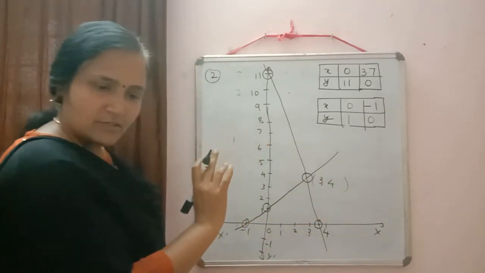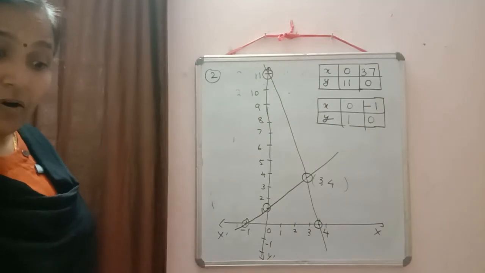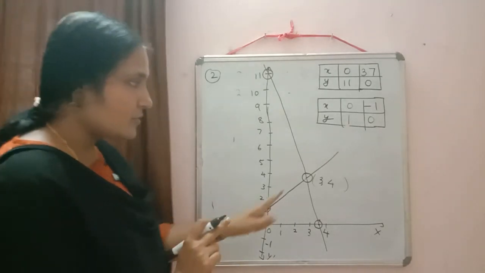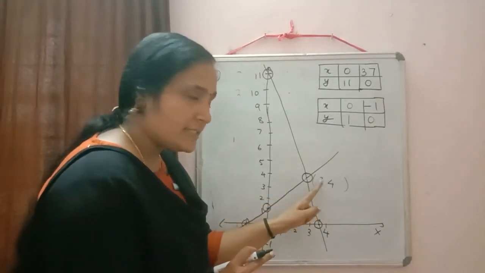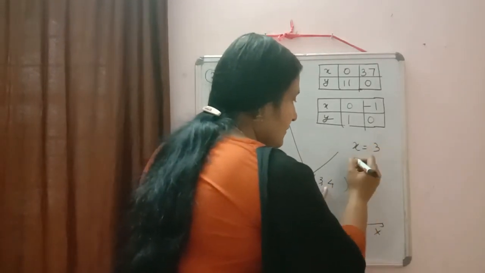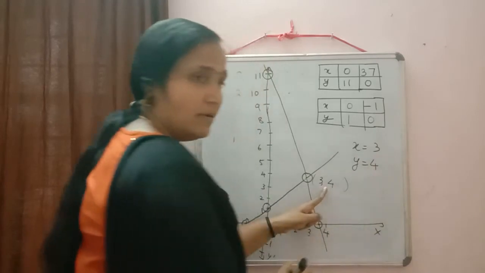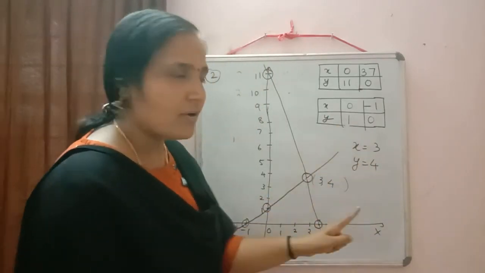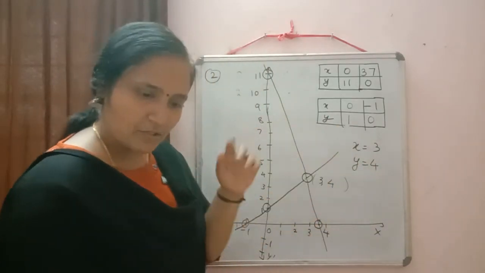So the first one is over there. Solve the following system. We have to solve also. So here, whatever the coordinates we got, don't forget to write down, that is, x is equal to 3 and y is equal to 4. So this is the solution of our equation. So the first part is over.